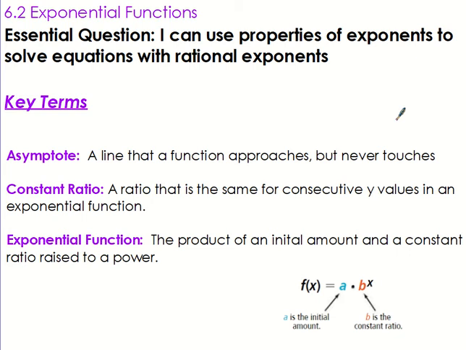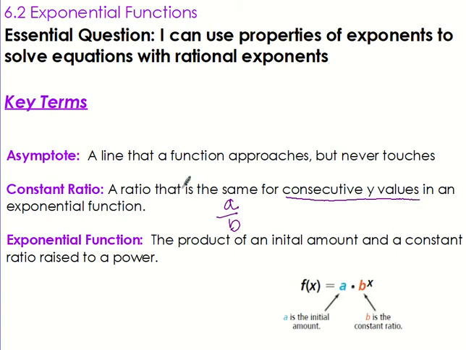A constant ratio is a ratio that is the same for the consecutive y values in an exponential function. So remember, a ratio is like a fraction. It's the a over b, and we're going to specifically look at the consecutive y values.